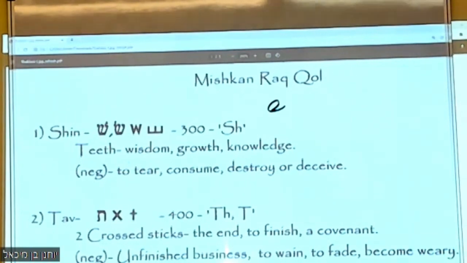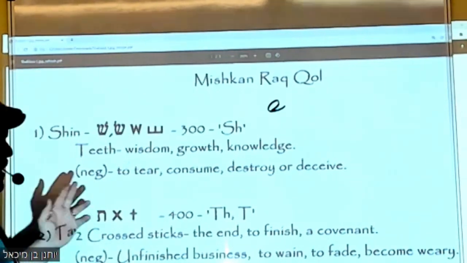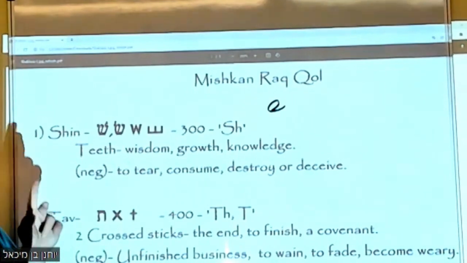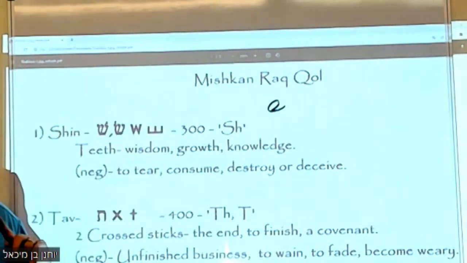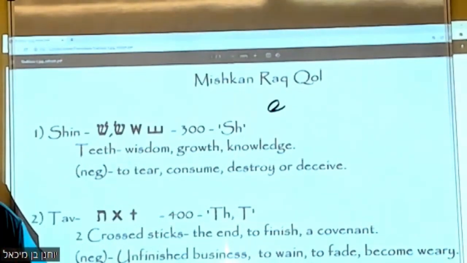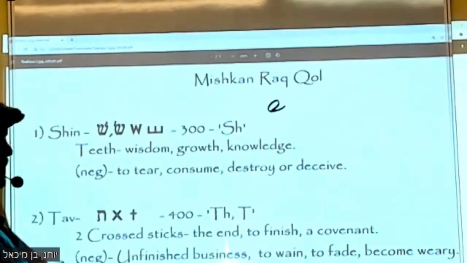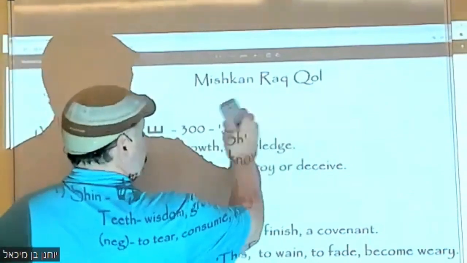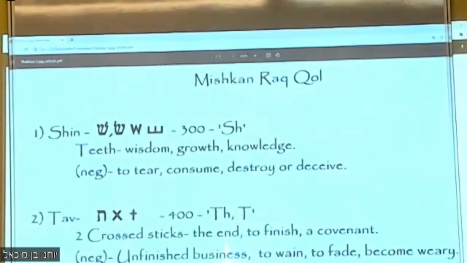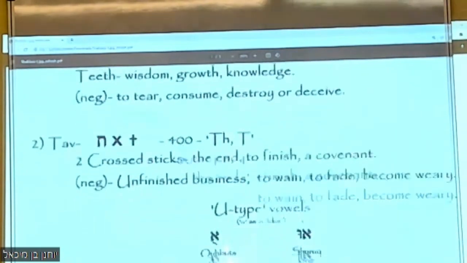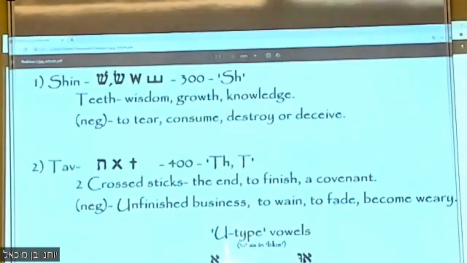So again, that is the letter Shin. Okay. Any questions about this letter? Any observations? Okay. All right. So let me roll on down to the last letter. Can y'all see that, or do I need to bring it up some more?